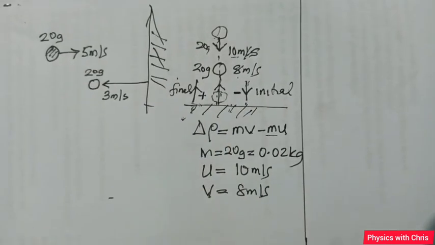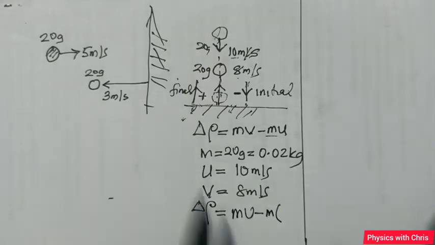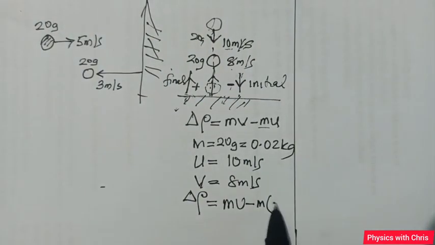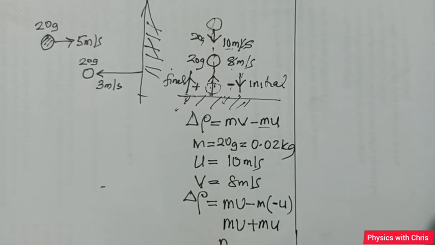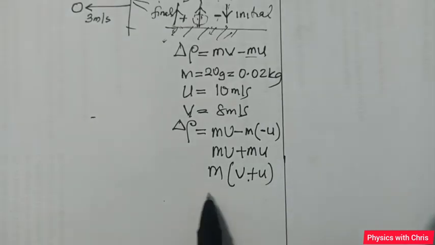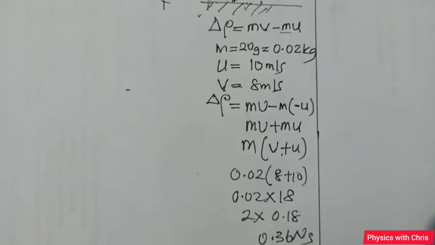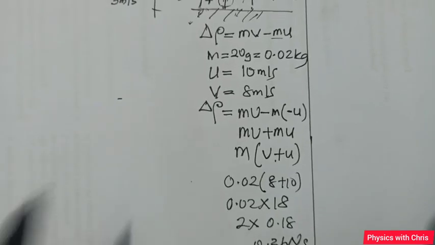So the momentum change is equal to mv minus m times my initial velocity, which, since it is downward, is minus u. That gives me mv plus mu. I can factor out my mass, which gives me m times final plus initial. So that gives me 0.02 into 8 plus 10, which is 0.02 times 18, which gives 0.36 newton seconds. So that's the momentum change for this case.